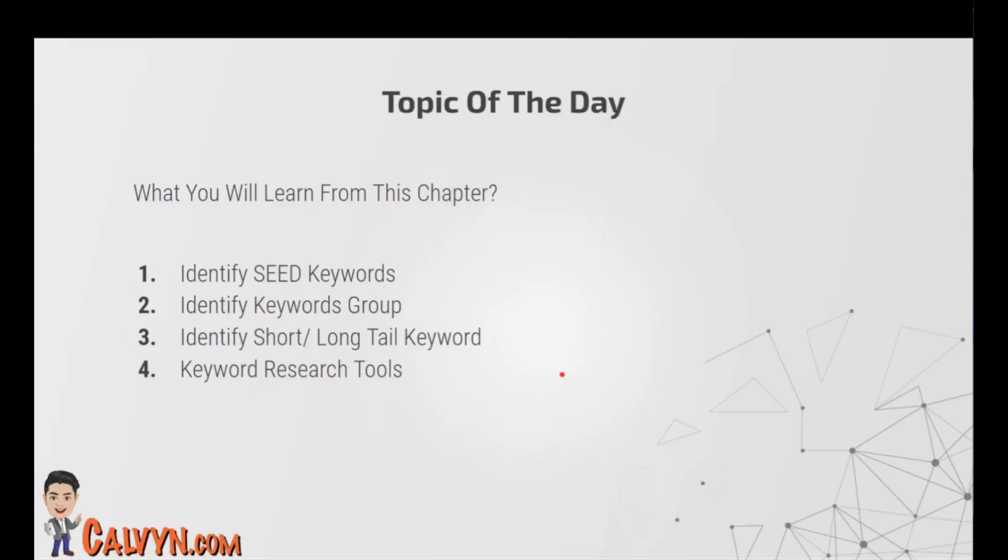Okay, now this is the topic of the day. What we are going to learn later on is the seed keyword. We want to understand keyword groups as well, and what types of keyword groups there are. We will also understand what long tail and short tail keywords are, and we will see several types of keyword research tools, and how we can make use of them to validate that the keyword we identified is the right keyword to use.